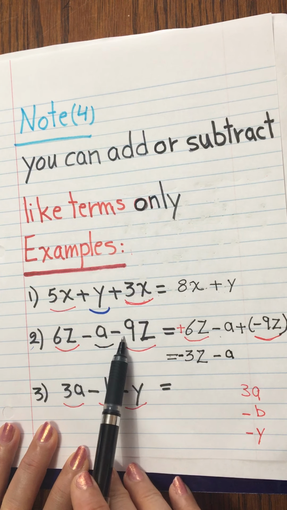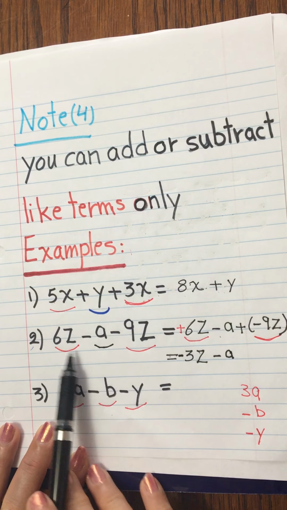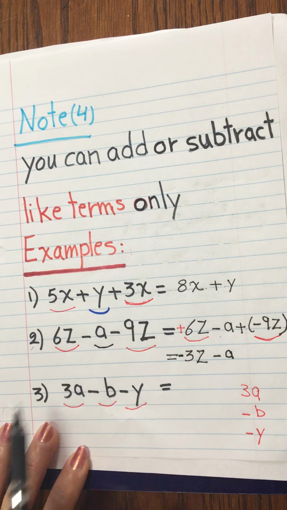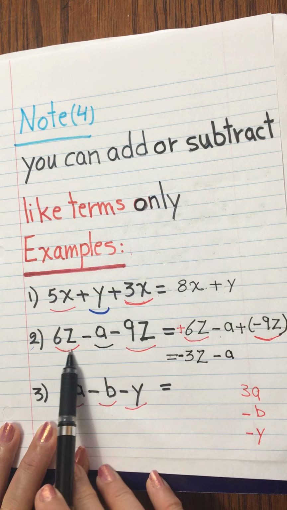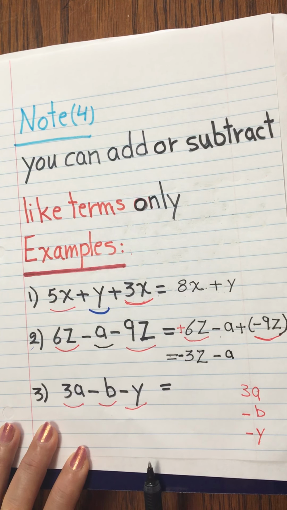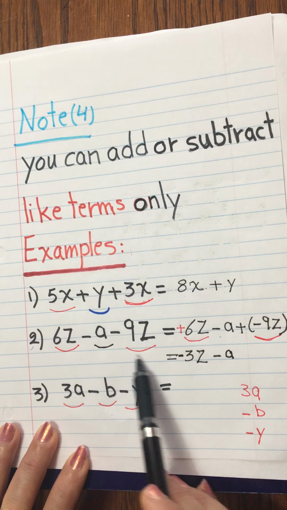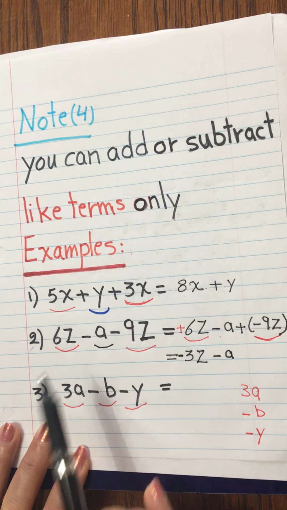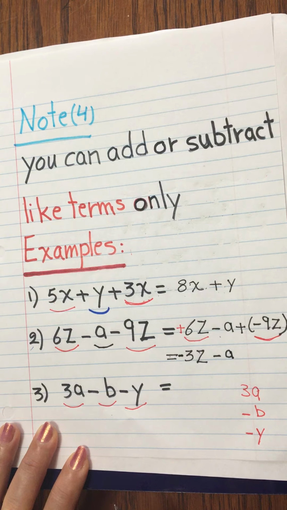6z minus a minus 9z. So the first term and the last term are alike. I have 1, 2, 3 terms. So these two reds, with the red line at the bottom, these are alike.